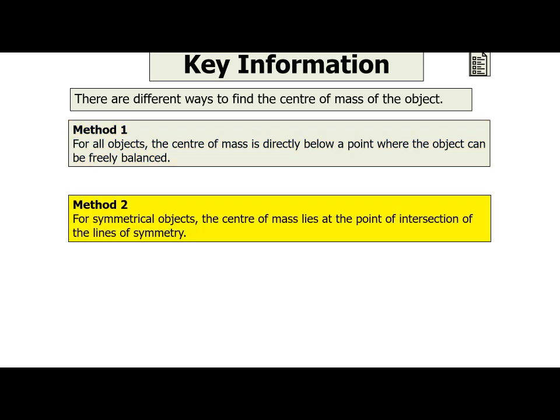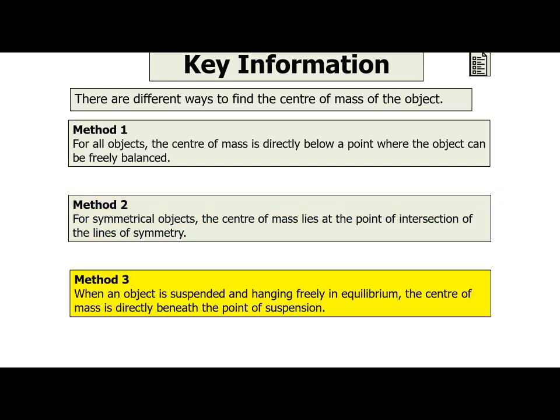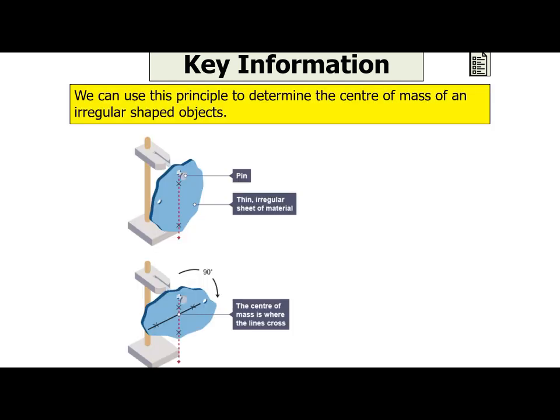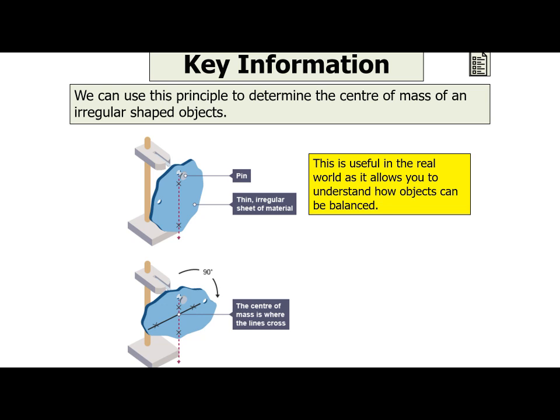For symmetrical objects, the centre of mass lies at the point of intersection of the lines of symmetry. And finally, when an object is suspended and hanging freely in equilibrium, the centre of mass is directly beneath the point of suspension. So we can use this principle to determine the centre of mass of an irregular shaped object. Now this is useful in the real world as it allows you to understand how objects can be balanced.